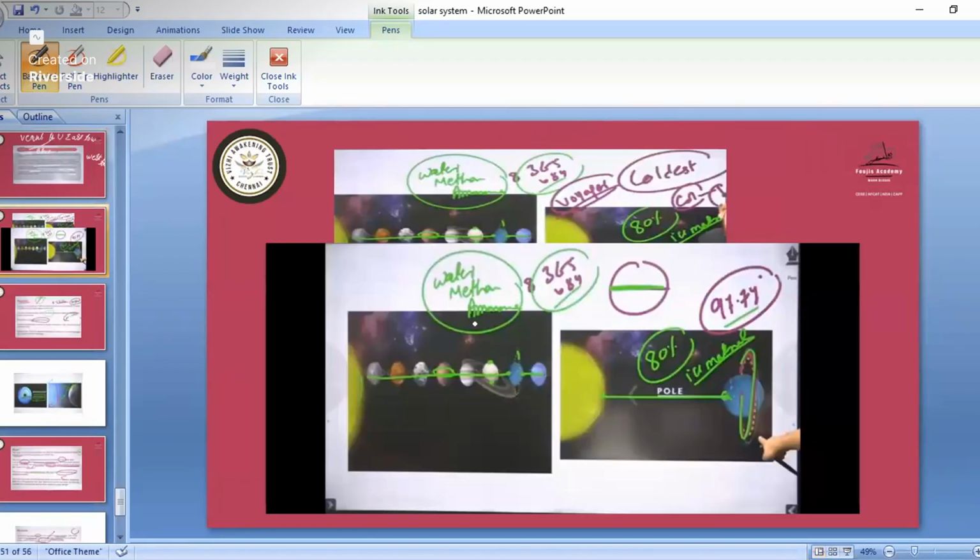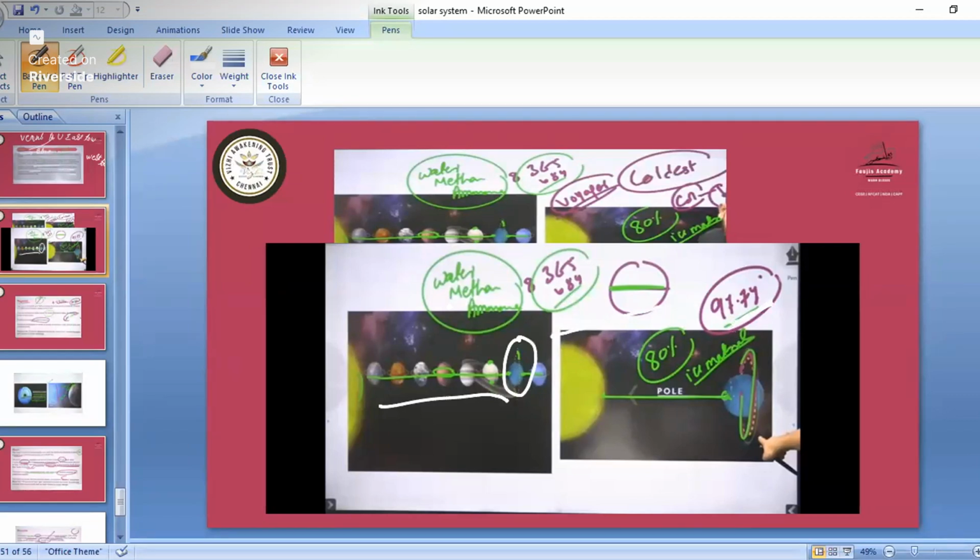Now if you see this, all those planets are rotating on their axis at about a 0-degree angle. But this is the Uranus planet, and it is rotating at an angle of 97.7 degrees. So this is rotating at about a 97 degree angle. And this Uranus planet is 80% ice. So this is ice material.